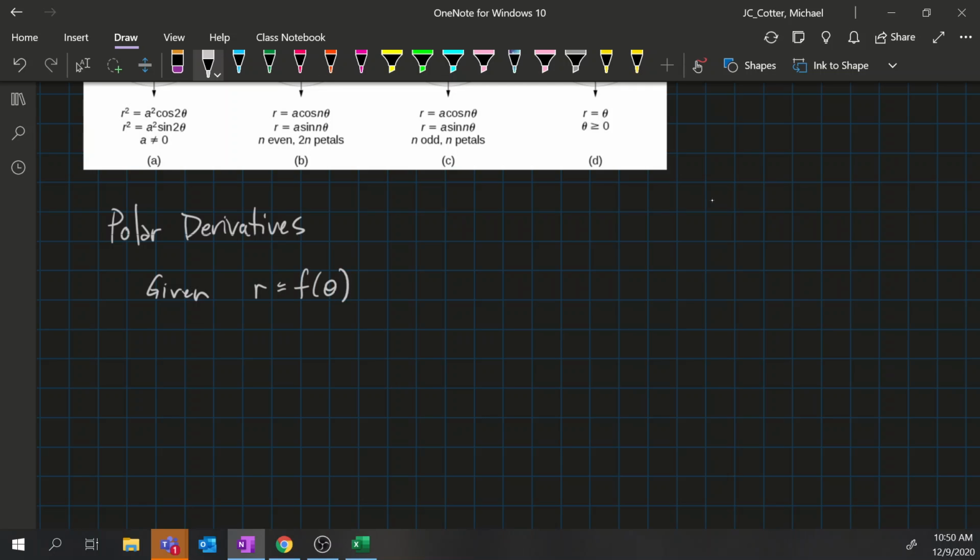So an example could be r equals sine theta. Or let's call it, we'll call it 2 sine theta. Okay? And you'll get a question that says find dr d theta. You're literally just going to treat r and theta like x and y. So dr d theta, in this case, is 2 times the cosine of theta. That's it.